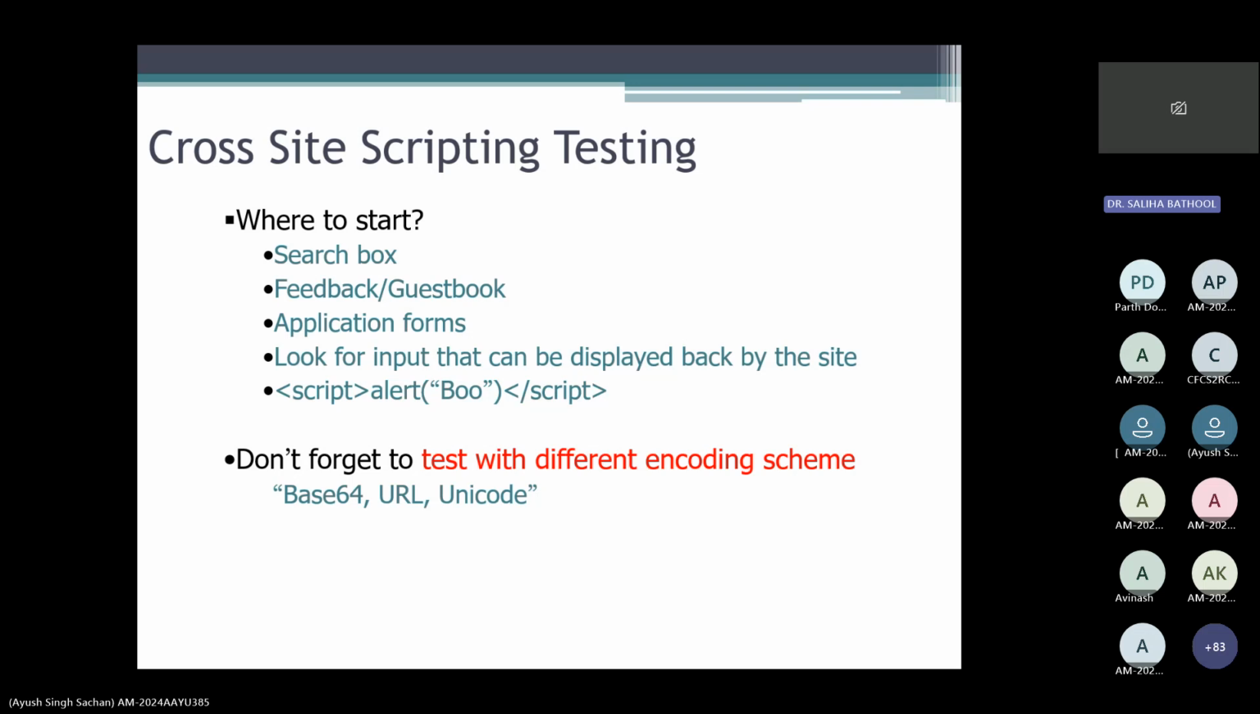We don't know which are fully secure and flexible, but we need to probe them. Then look for input that can be displayed by the script. This is how attackers follow this process, and once we click those links we are prompted to the attacker's side. Don't forget to test with different encoding schemes. There are many different encoding schemes nowadays, and we need to follow up on all of them. This is very interesting. Next.